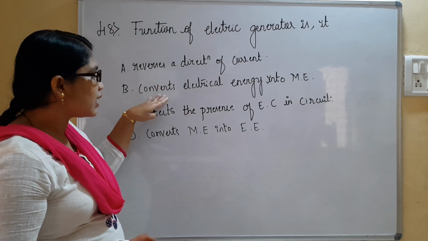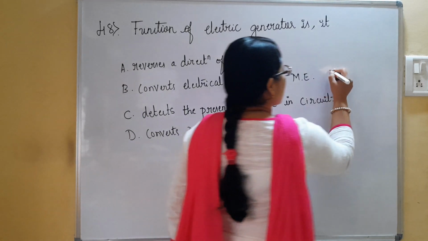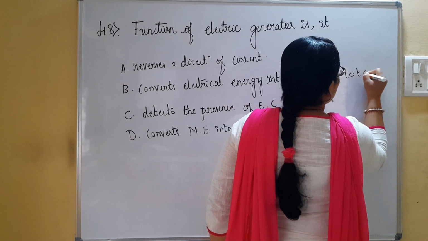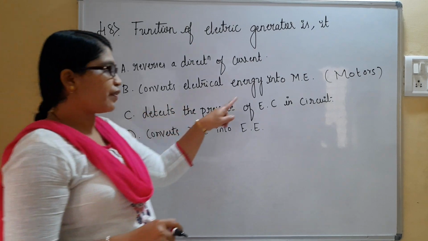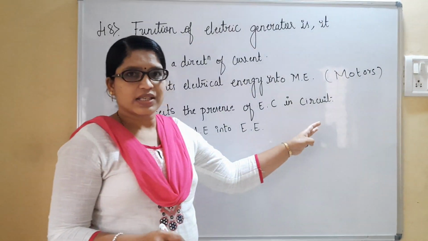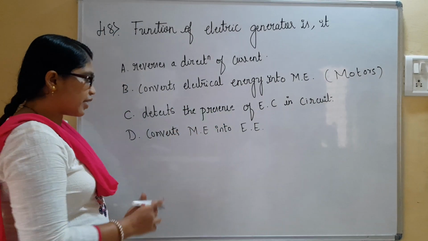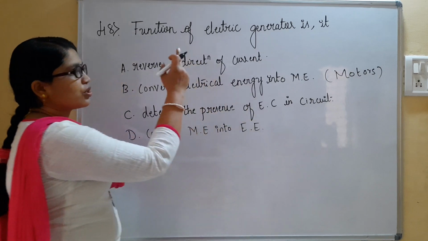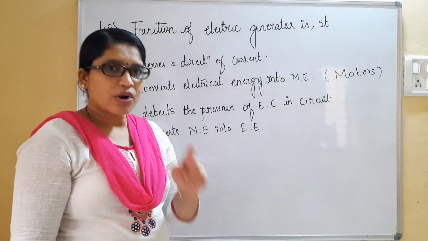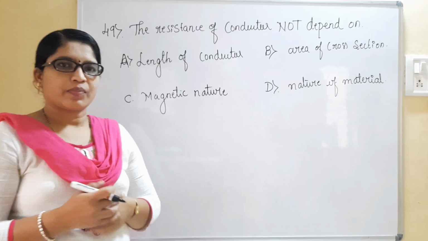The conversion of electrical energy into mechanical energy is mainly done by motors. We know this one. Motors will be doing this work. And then we have the next option, it detects the presence of electric current in the circuit. Now where it is concerned, it is work done by the galvanometer. Then the last option left, it converts mechanical energy into electrical energy. So electric generators always convert mechanical energy into electrical energy.